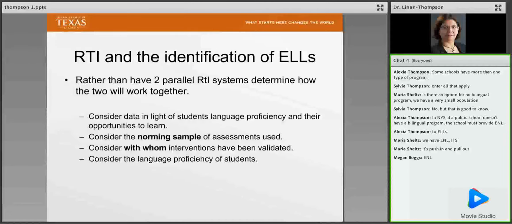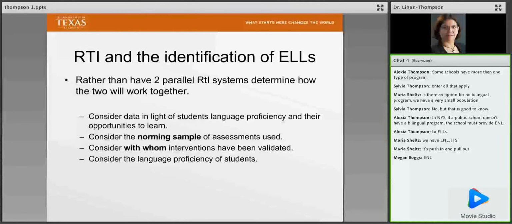Consider the norming sample of assessments used. I think as the populations become more and more diverse and we get students from more and more different language backgrounds, many of those students or those languages aren't part of our norming sample. As more and more children come from Africa who speak their tribal languages rather than the societal language, we just don't have that information. So obviously we have to use the assessments that we have, but take that into consideration.